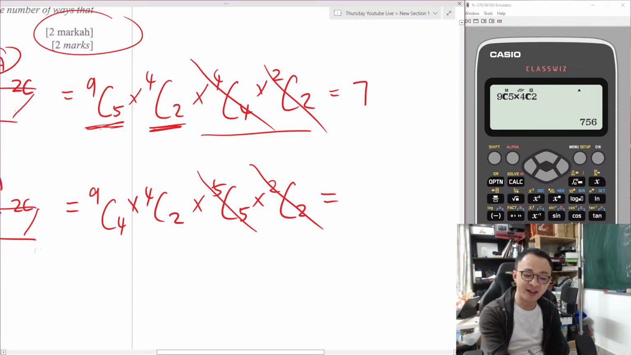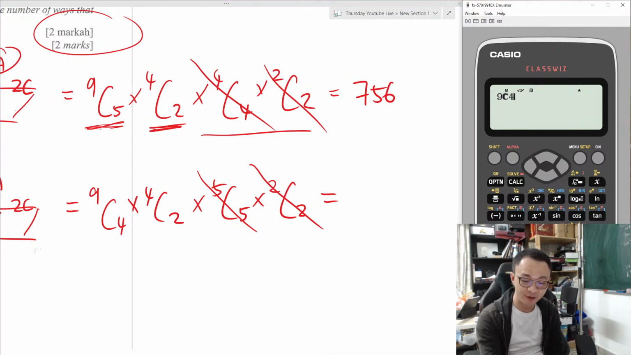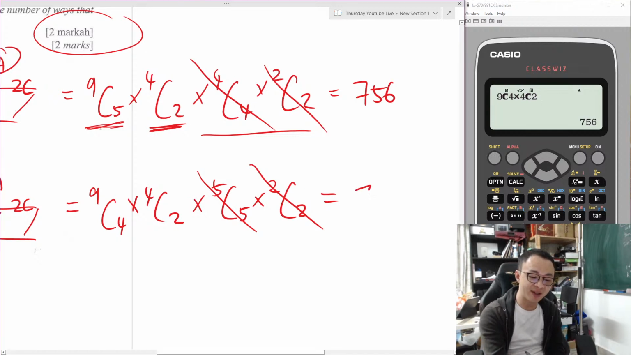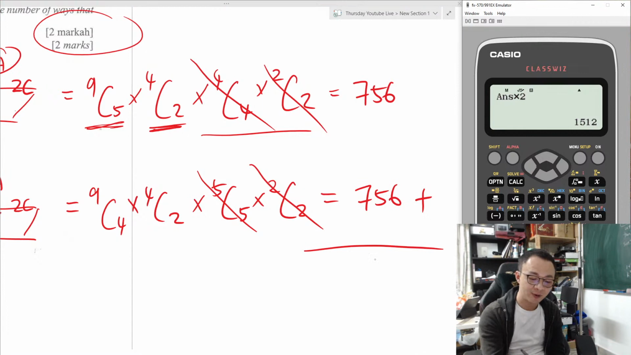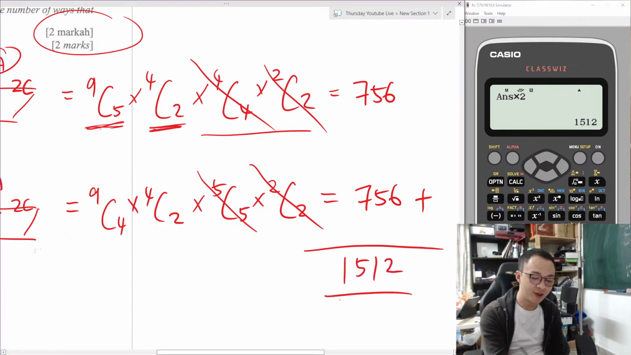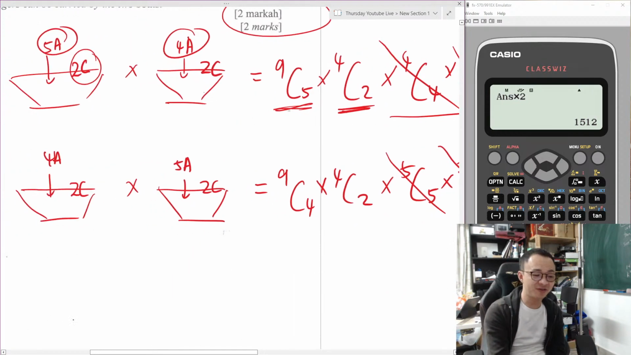So this one will give me 756. 9C4 times 4C2, this one also gives me 756. Then I will add together. It is 1512, the total number of ways for these 13 passengers to cross the river.